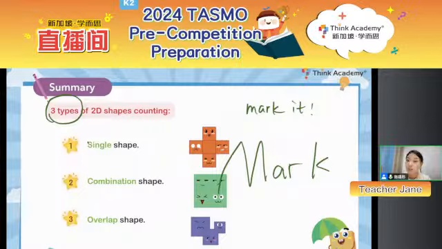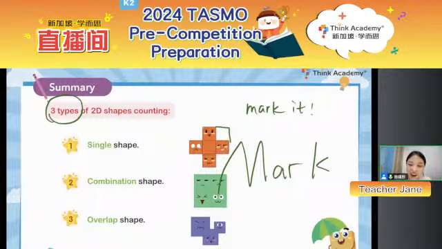And then we also learned 3 types of 2D shapes counting. The first one is if we see some single shapes. For example, this one is so easy. I just directly counted 1, 2, 3, 4, 5 because there is no overlap, no combinations, right? But if the teacher changes this question like this, then it is a little bit different, right? Okay, everyone, count how many squares are there. Yeah, this time it will become 6, right?